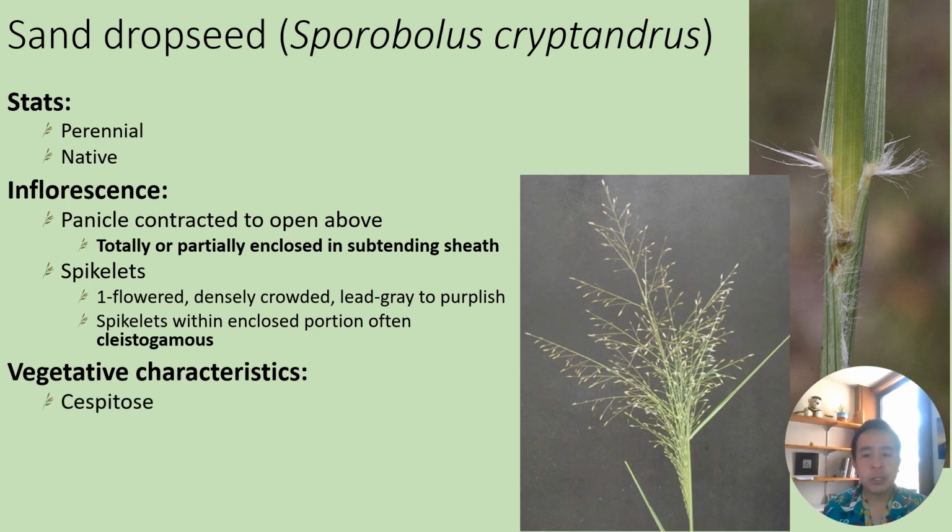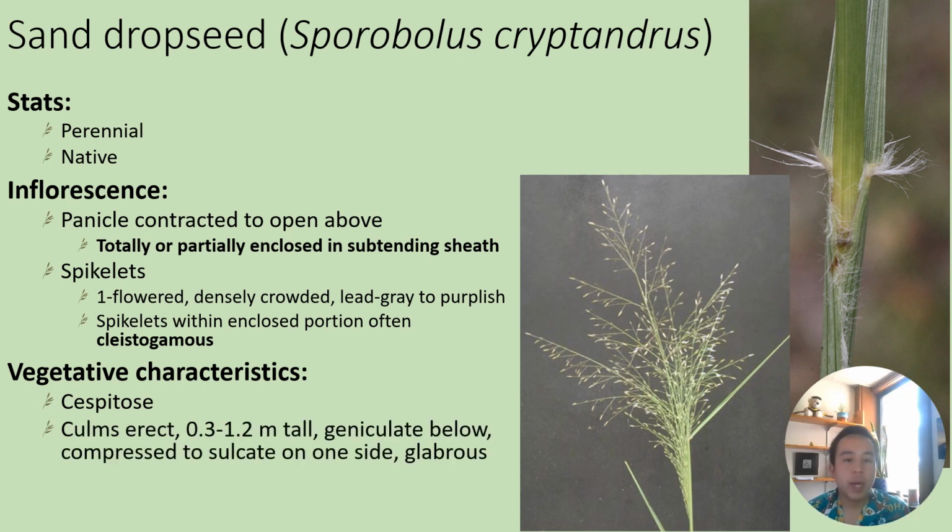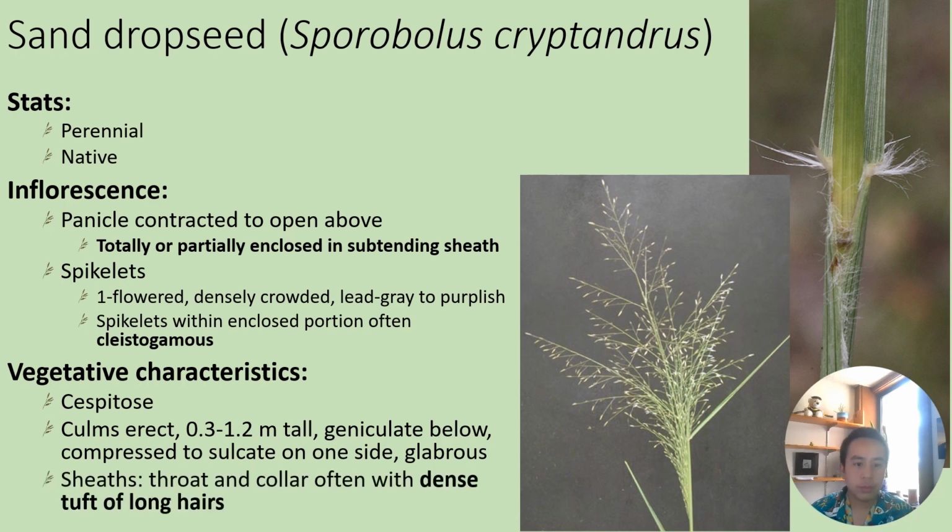The plant grows in a cespitous manner, and we've again gone over cespitous, but that means bunchy. And the culms are typically erect, growing anywhere from 0.3 to 1.2 meters tall, and it's often geniculate below, which again means an abrupt bend or turn, and it can be compressed and sulcate on one side, and again it's glabrous, or hairless, along these vegetative culms. The sheaths themselves, though, especially the throat and collar, often have very dense tufts of long hair, as you can see in this image here. And so that's a very defining characteristic of this plant.